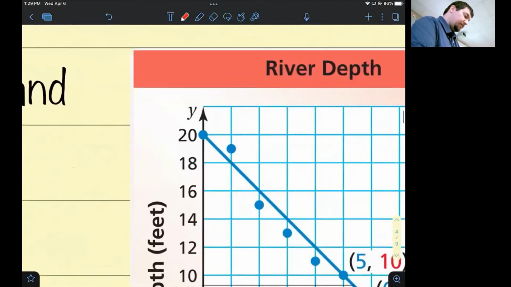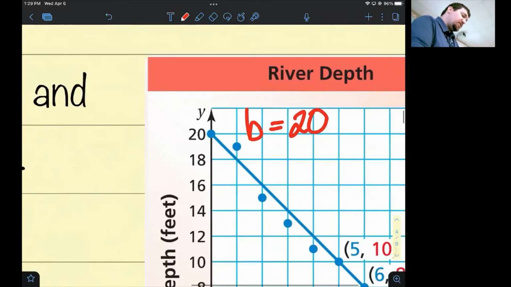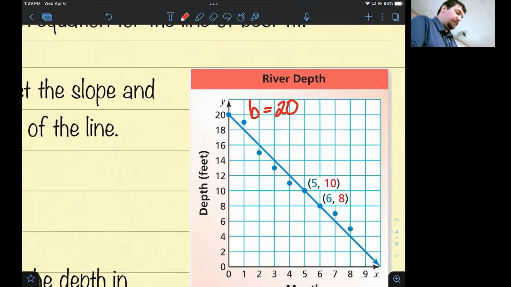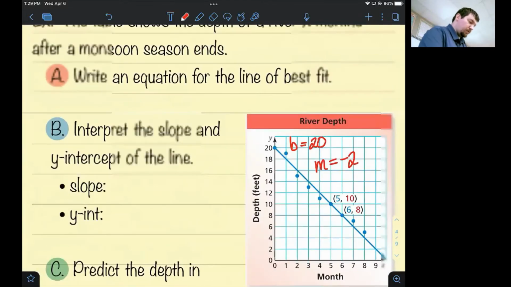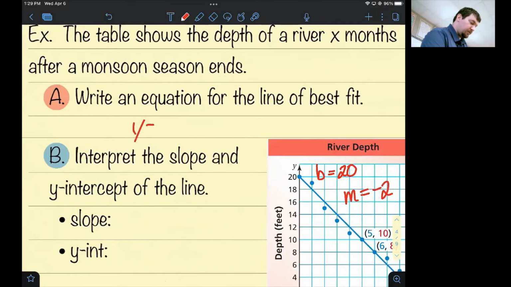What is that? 20, okay. And Jimmy, what would the slope be of our line? You got it. Yeah, it's going down 2 over 1. So our equation would say y equals -2x, don't forget the x, plus 20.